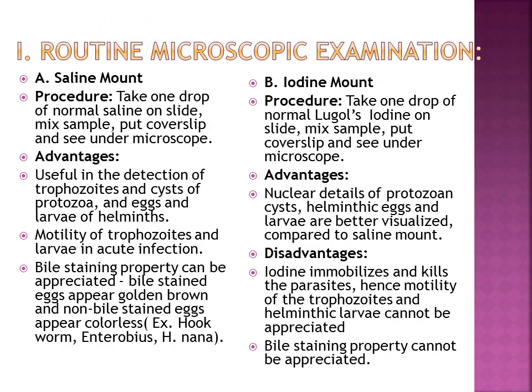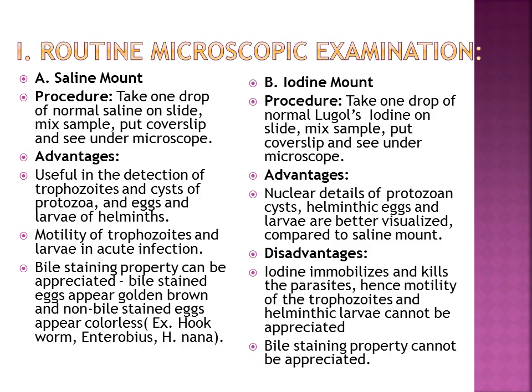In microscopic examination of stool, the first step is the routine examination, that is by saline wet mount and iodine wet mount. In saline mount, the procedure is to take 1 drop of normal saline on a slide, mix stool sample, put a cover slip and see under the microscope. The advantages of saline mount: useful in detection of trophozoites and cysts of protozoa, eggs and larvae of helminths. Motility of trophozoites and larvae can be appreciated. Bile staining property, that is they appear golden brown, and non-bile stained eggs appear colorless.